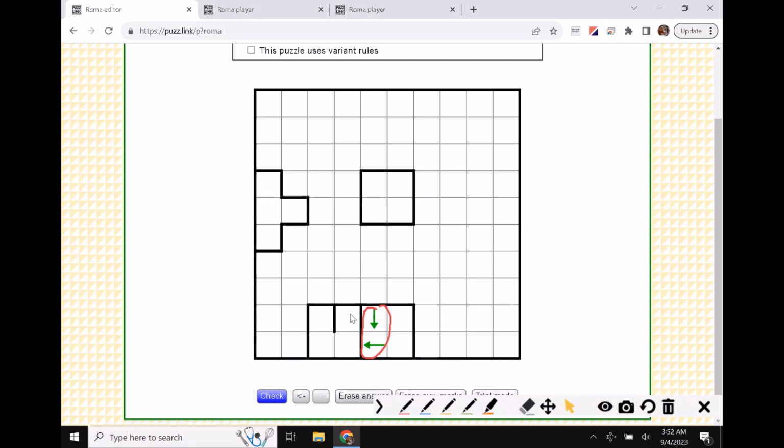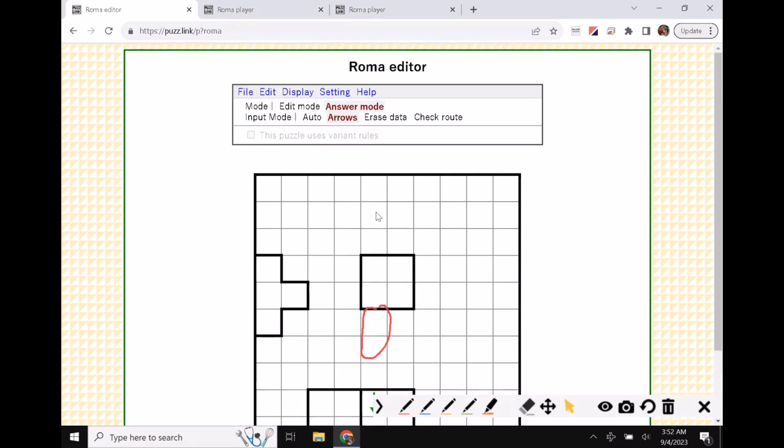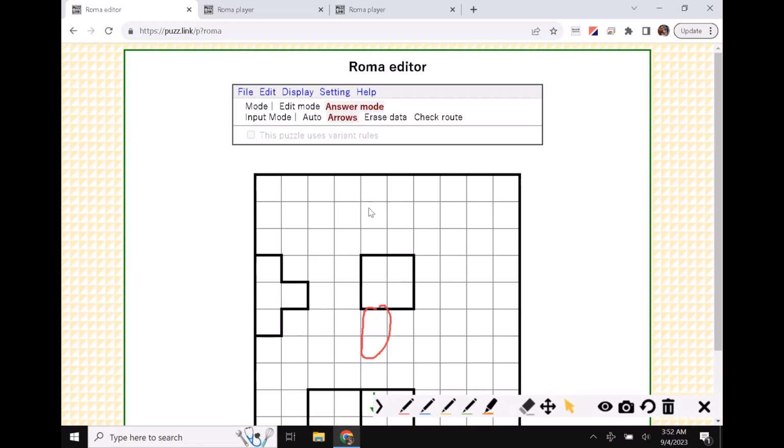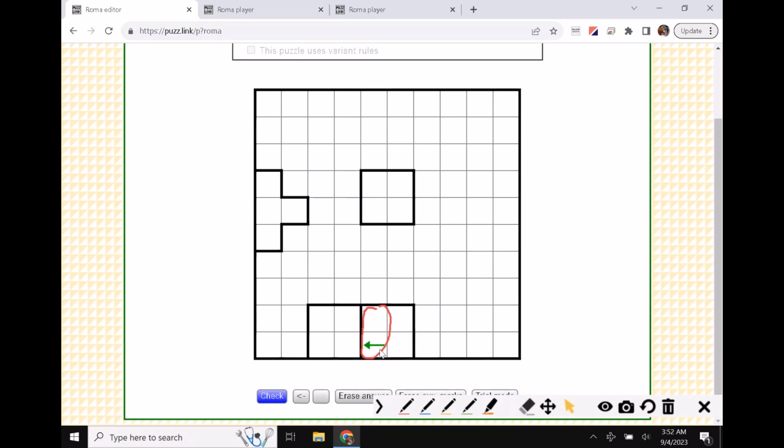Because we can't put the down right here, that instantly contradicts. So if we put a down left here, now this can only go up and then only go right, and you have a loop. So we instead have to have this and this and this and this.